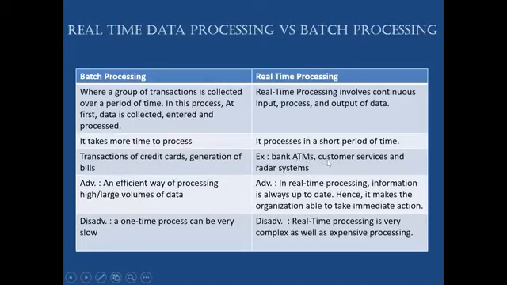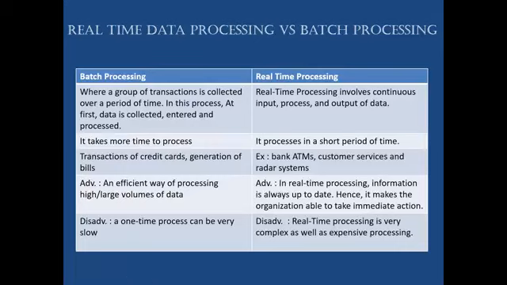Real-time processing means bank ATMs, customer services and the radar system. Radar system means while a flight is in the air, you need to track how it is moving, its altitude, all those things you have to check. The advantage of batch processing is an efficient way of processing a high and large volume of data. The advantage of real-time processing is that information is always up to date, hence it makes the organization able to take immediate actions.